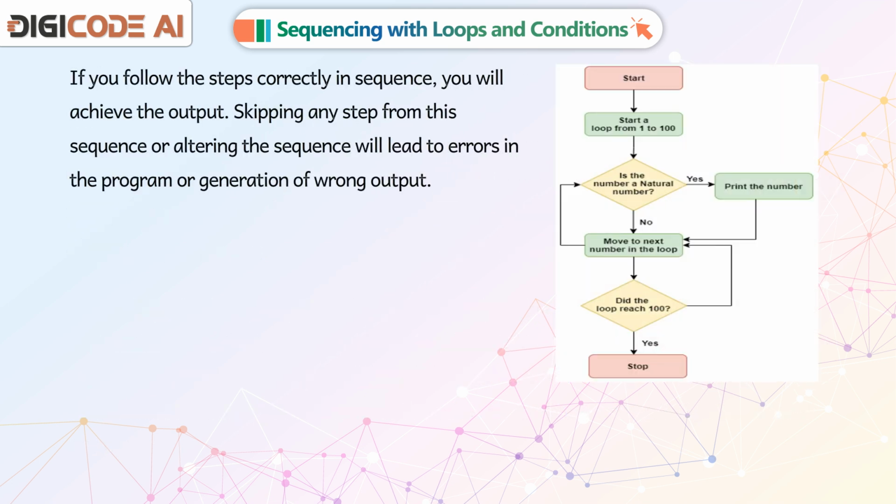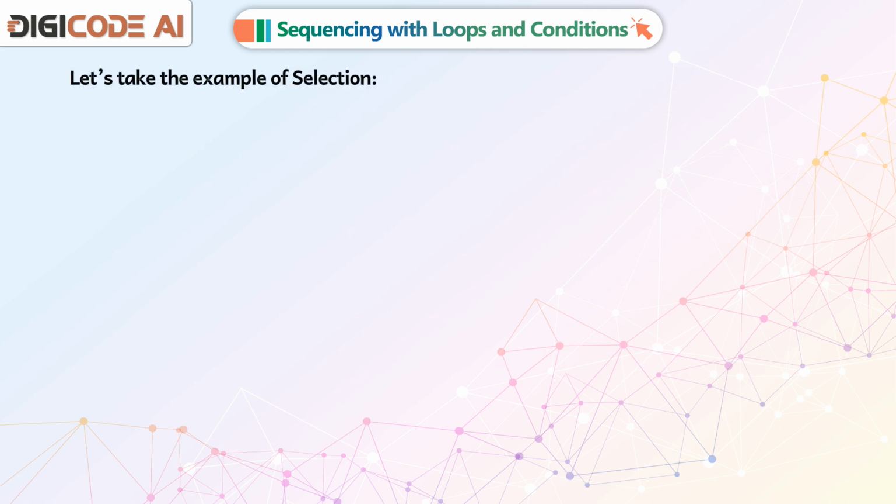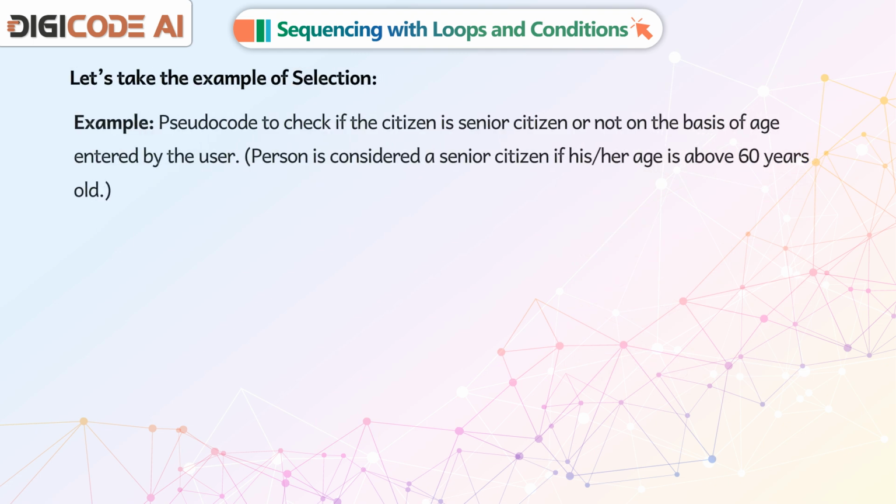If you follow the steps correctly in sequence, you will achieve the output. Skipping any step from this sequence or altering the sequence will lead to errors in the program or generation of wrong output. This is how sequencing in programming works. Let's take the example of selection.